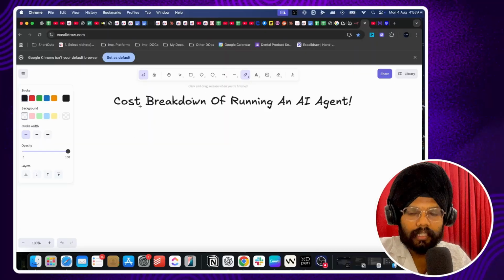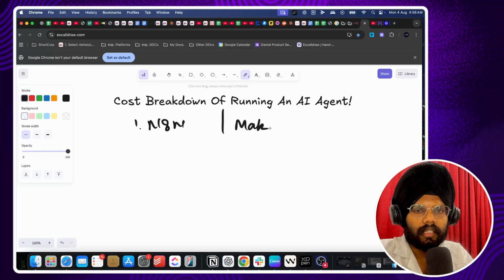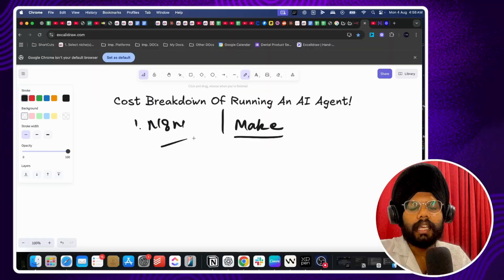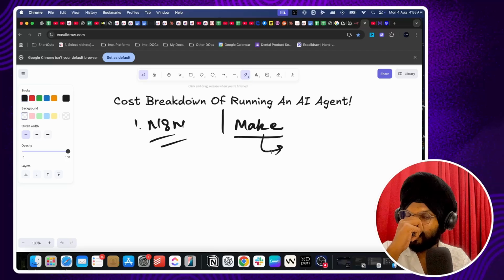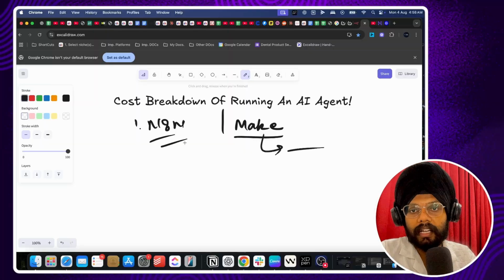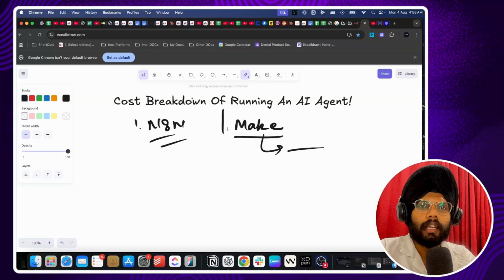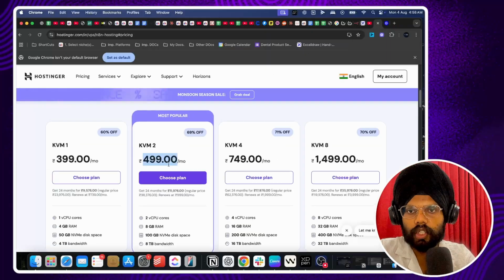The first cost is going to be the platform cost, which is n8n or Make, whichever you pick. To be frank, it is not going to be much if you self-host n8n, and it is going to be a lot if you use make.com instead. Although make.com is much more beginner friendly, self-hosting is a lot cheaper, because it takes roughly around 500 per month, as I was checking out.